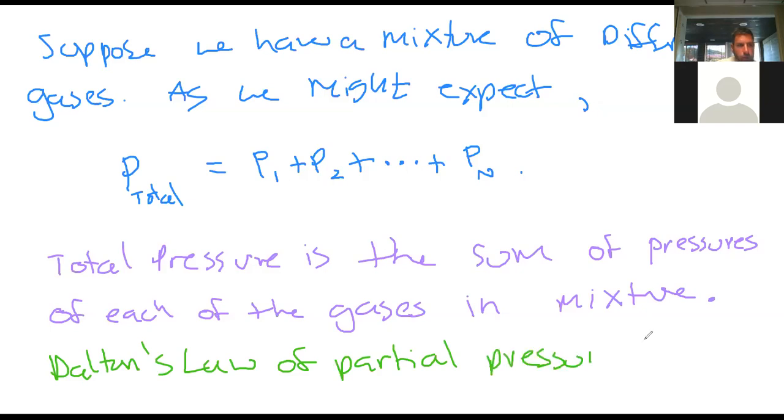So when we say partial pressures, what we mean is that, say you have 2 or 3 gases, well, each one of those comes to the party with its own pressure. And so if we add them up, as we would expect intuitively, you add their pressures up and you get the total pressure.